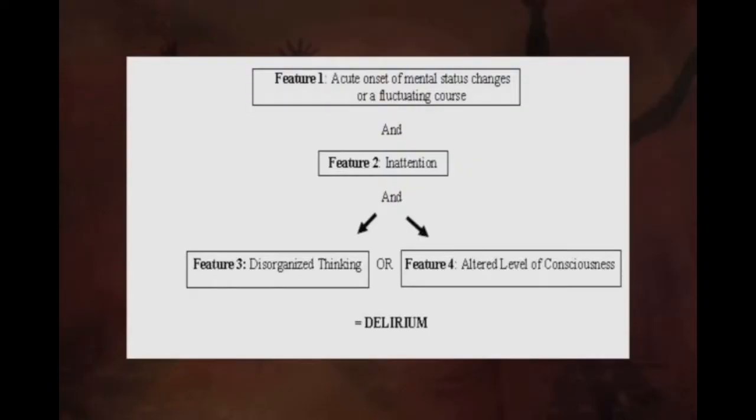As depicted in this figure which I am showing you now, the first feature is acute onset of mental status changes or a fluctuating course, and the second feature is inattention, and the third feature is, on one side, disorganized thinking or, on the other side, an altered level of consciousness. Putting together all these, we can see that a person is undergoing a state of delirium.